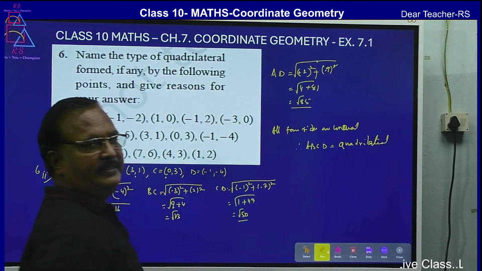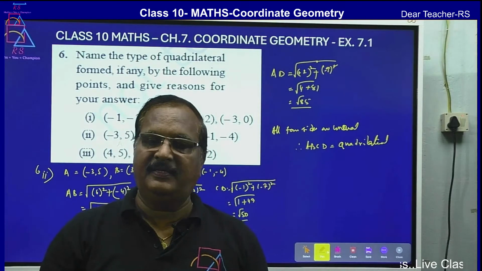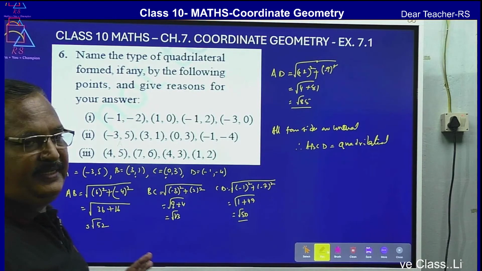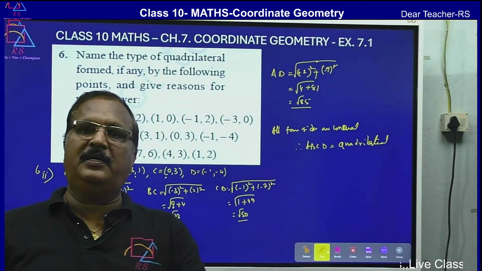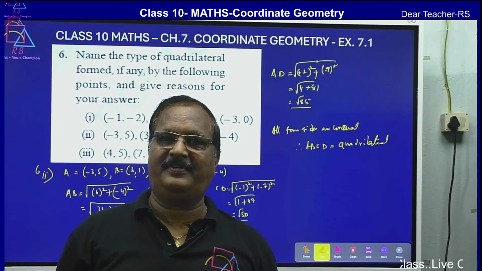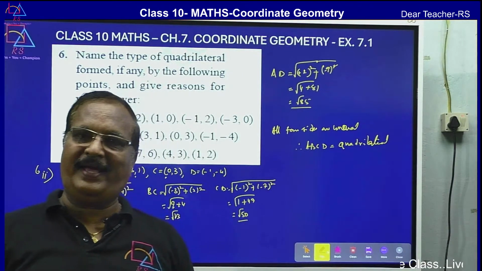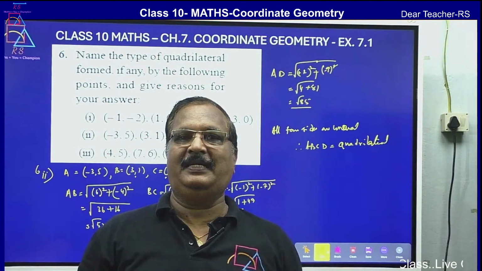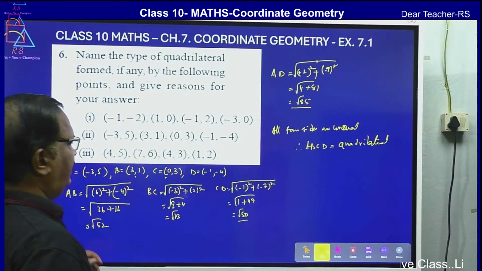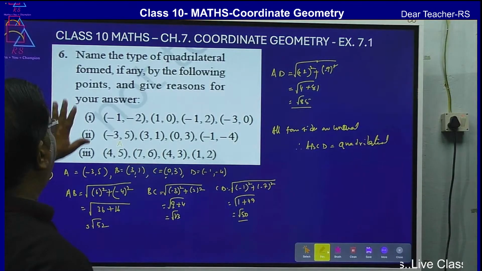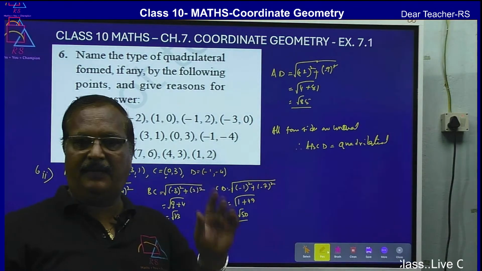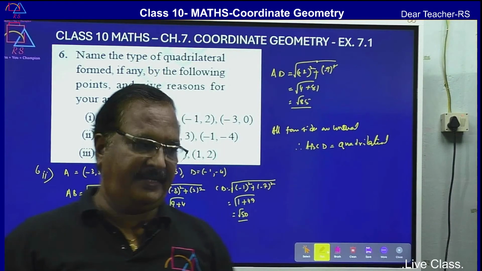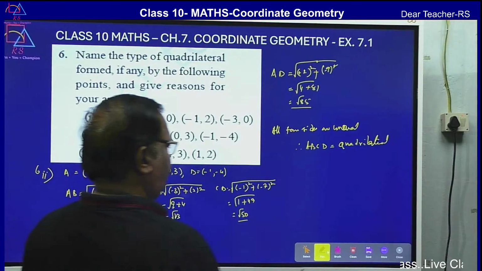ABCD is just a quadrilateral. Okay? So, this is how you have to do it, unless you know the types of quadrilateral: square, rectangle, rhombus, parallelogram, and also trapezium. Okay? So, I am not going to do the third bit. I want you to do the third bit by yourself. Okay? So let me go to another question.